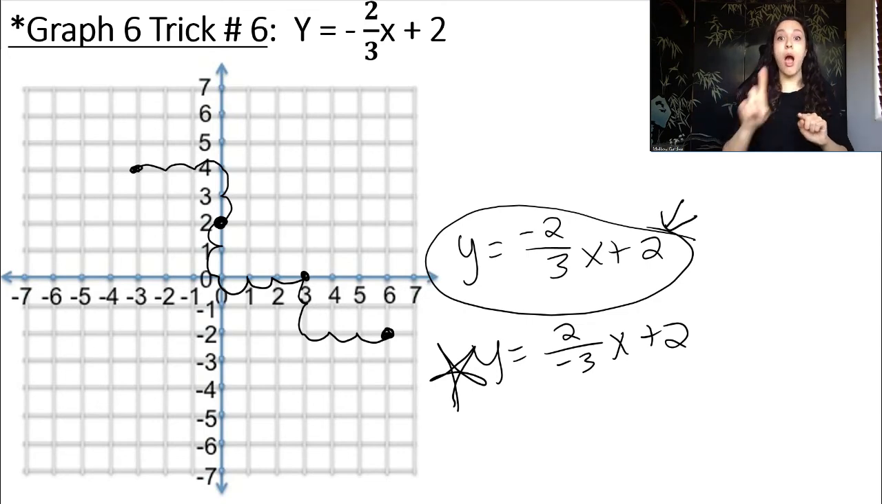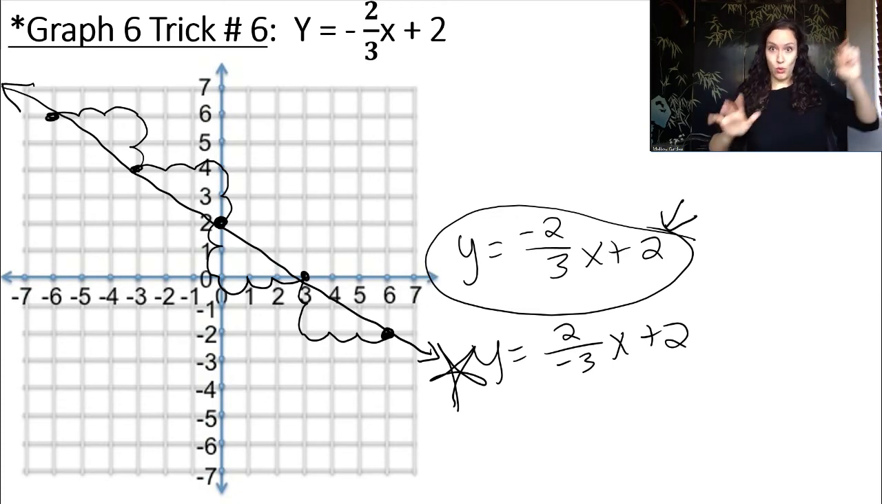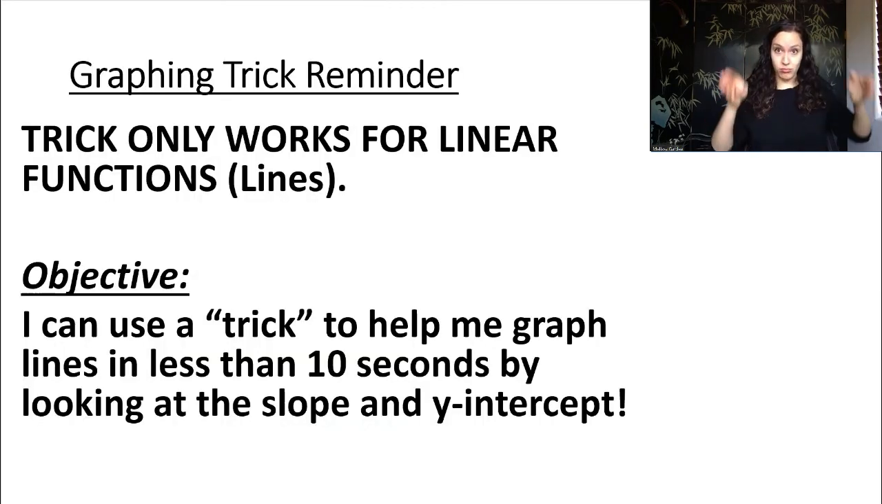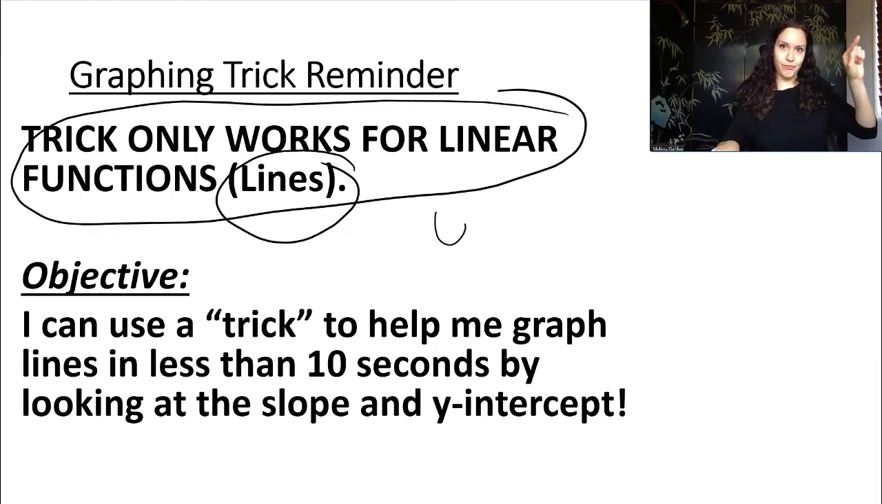And look, that's the opposite way, which is a way I need to go anyways because I want you to go the opposite way. And draw the line through the points to the edges of the graph. And voila. Okay. This trick only works for linear functions, meaning lines.